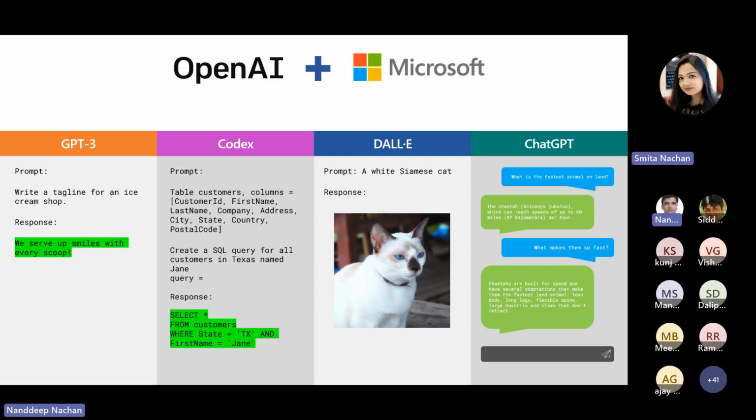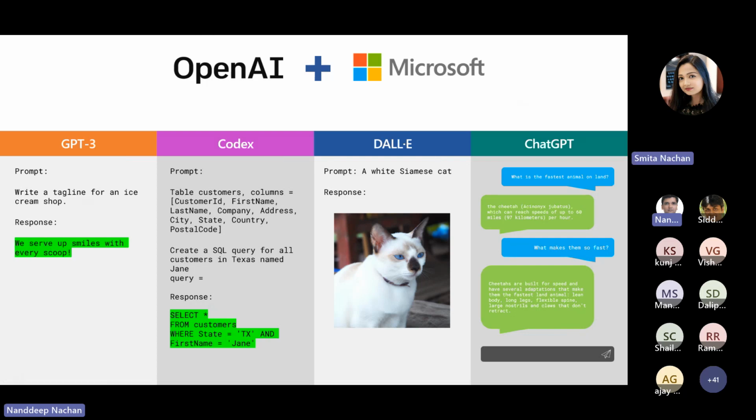GPT-3 is for text completion, a set of models that can understand and generate natural language. Codex is a set of models that can understand and generate code, including translating natural language to code, and it has been trained on both natural language and code. DALL-E is a set of models that can generate and manipulate images from natural language.